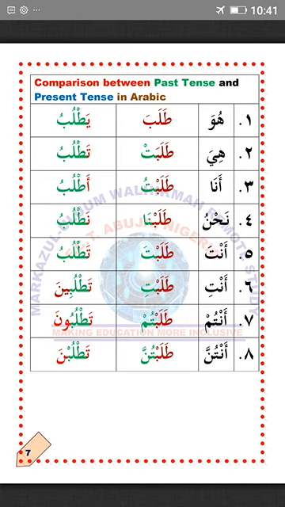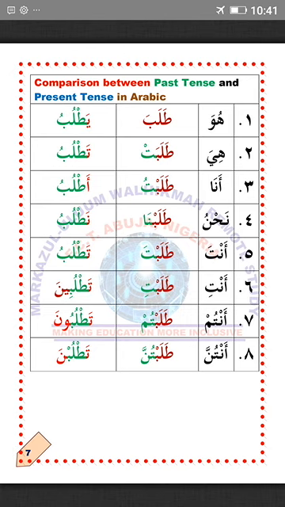Sab'a, number 7. Antum, all of you, referring to a group of male persons. Talabtum, you have all requested, or you all requested. Tatlubuna, you are all requesting, or you all request.